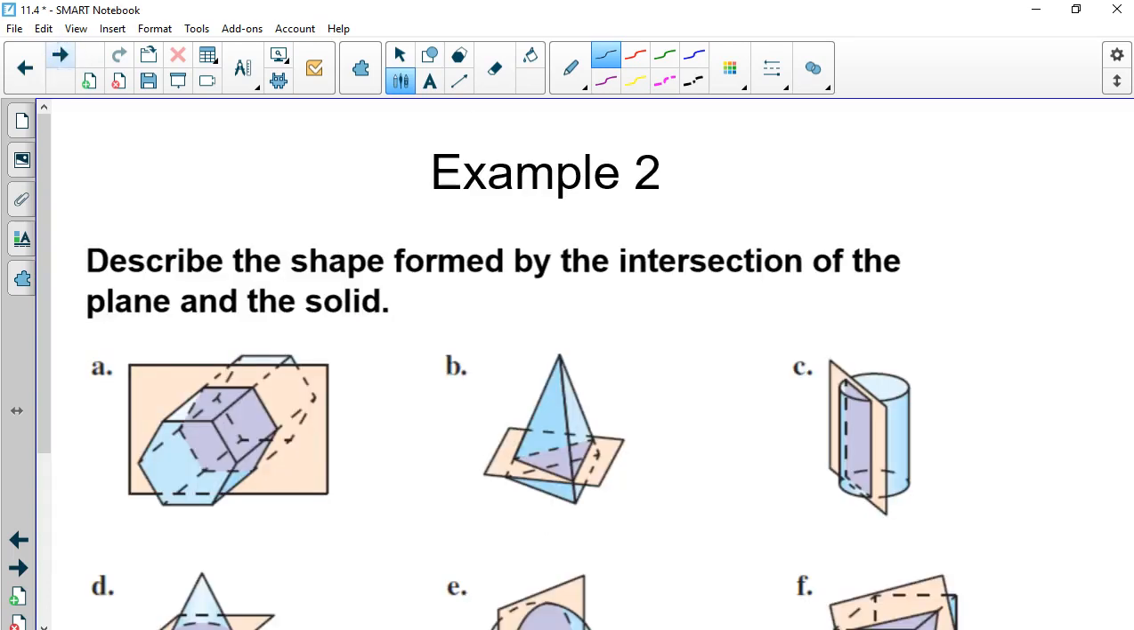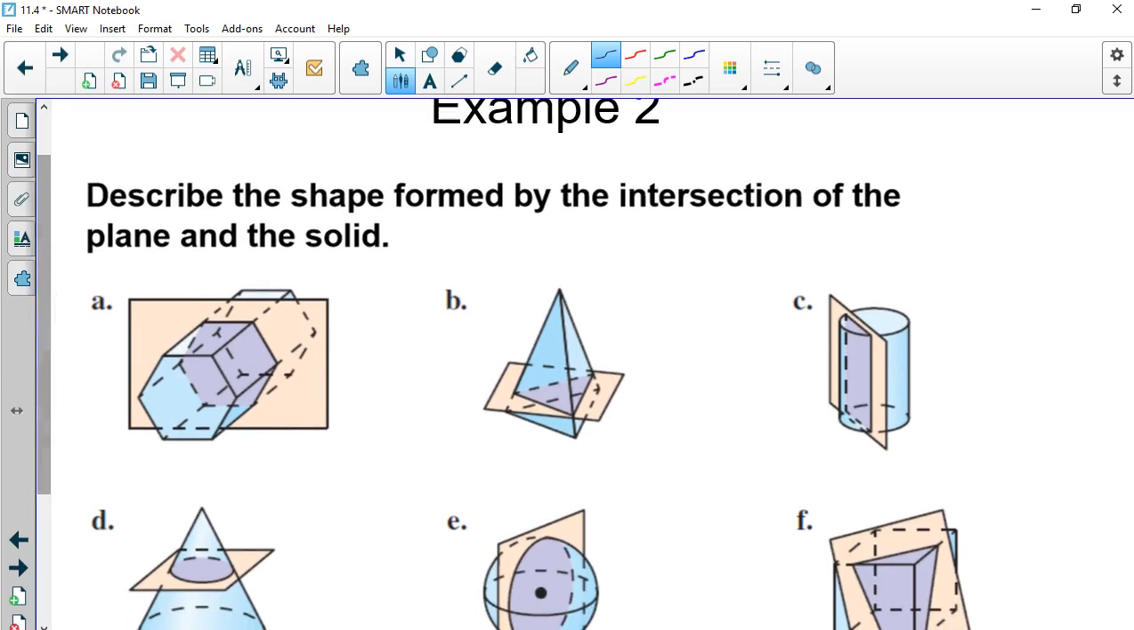All right, describe the shape formed by the intersection of the plane and the solid. So basically, think about the plane as being a blade, like a saw. It came through and cut the shape. So on A, when it comes through and cuts that shape, what do we end up with? It's called a cross-section. For this one, A, it's just cutting through the hexagonal part, so we have a hexagon. In other words, right here, that intersection is a hexagon.